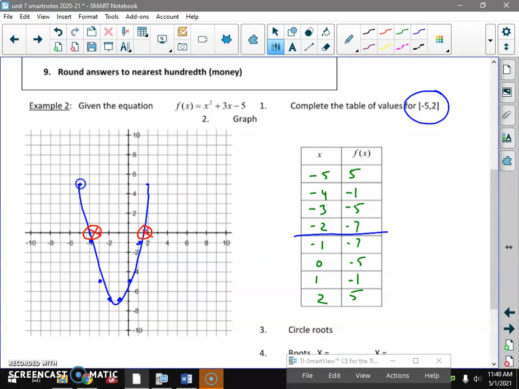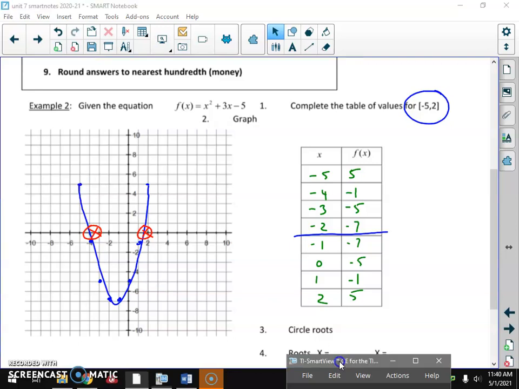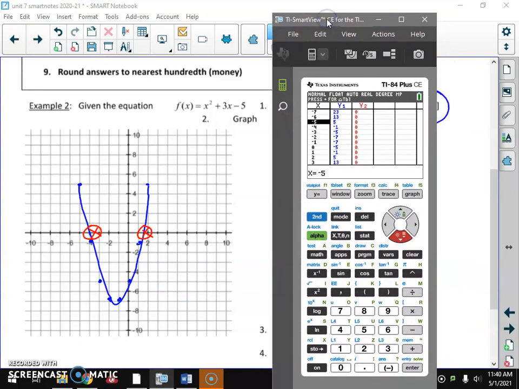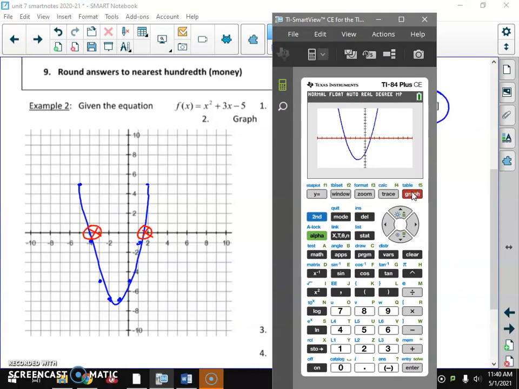But the thing is, they're not pretty numbers. We can ballpark them on our graph. Looks like the negative one is somewhere around -4. The positive one's somewhere between 1 and 2. But we're going to use our calculator to find them exactly. So, graph, there it is. Second trace, 5. I'm going to move my spider to the left one first. Looks like it's right on top. Enter 3 times.